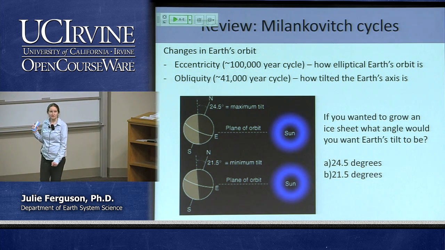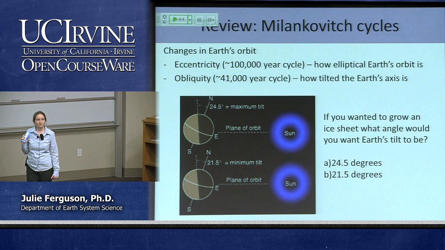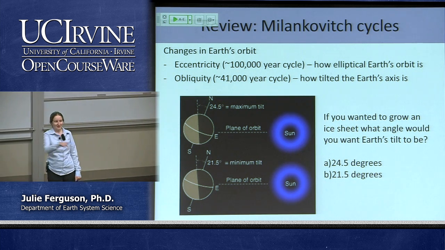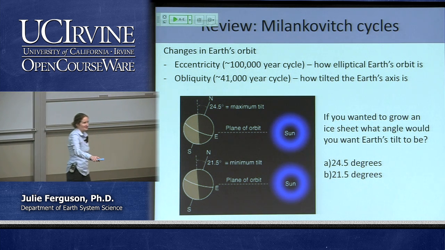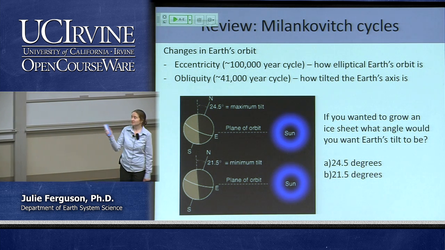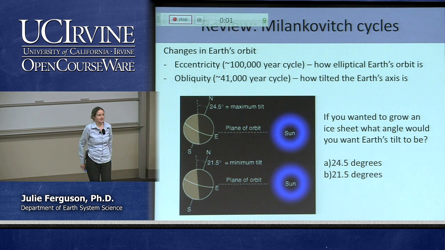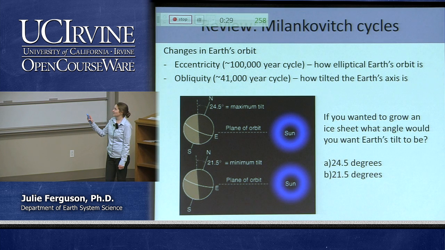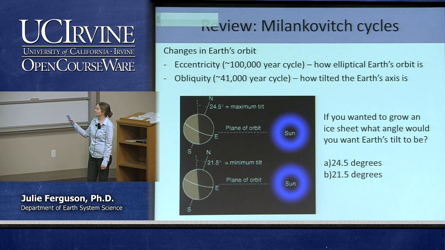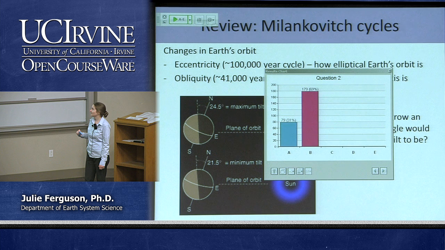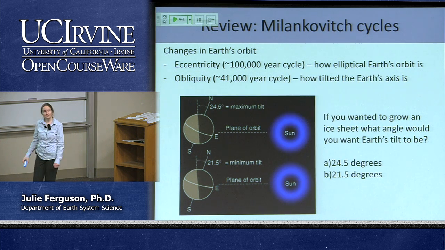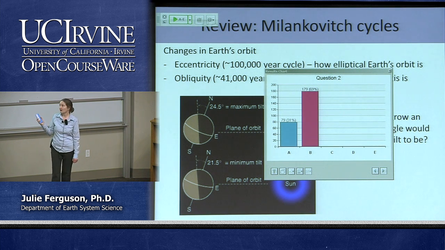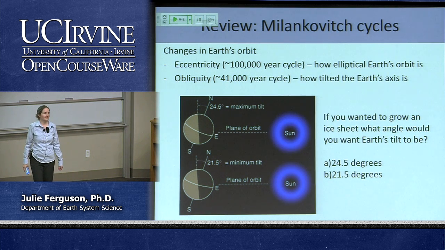So there's two parts to this question. What do you think is most important for building up an ice sheet? Cold summers, he remembers, well done. Cold summers. So which of these will give us cold summers? Any more? Right, let's see how we did. It's been a while since we've thought about this. We did pretty well. Good work, guys. Yeah, absolutely. So our 21.5, does anyone want to be brave and tell me why?